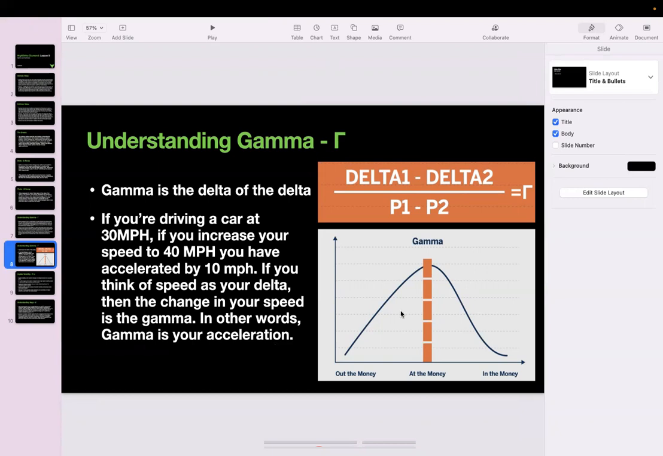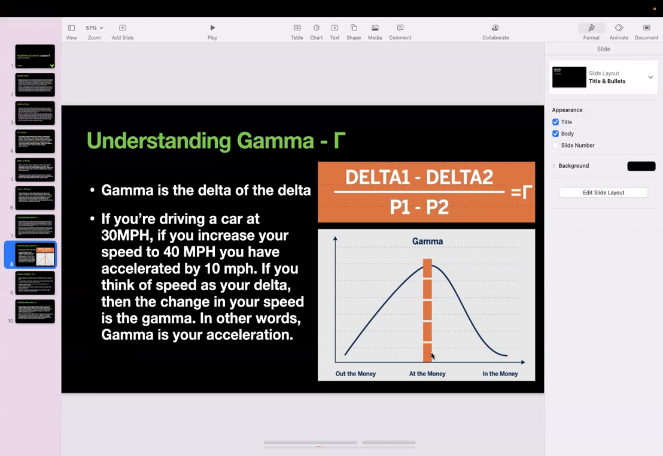So in order to calculate gamma, we have the original delta and the original stock price, and then we have the new delta and the new stock price. So the original delta minus the new delta, divided by the stock's original price minus the new stock price, and that equals gamma, right?